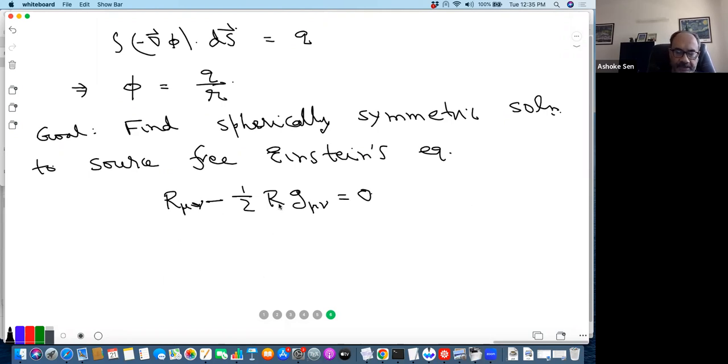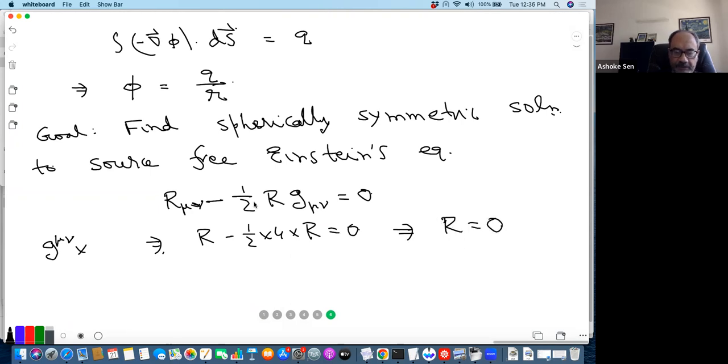Now we can simplify it further by multiplying by g mu nu. So if you take g mu nu times this, this becomes R, right? Because g mu nu R mu nu is R. And this gives a minus half times g mu nu, which is 4, right? Because it's a trace of an identity matrix. So half times 4 times R equal to 0. So this basically tells us R equal to 0.